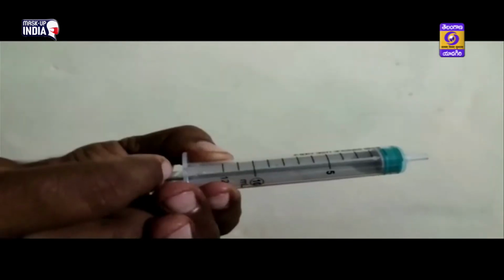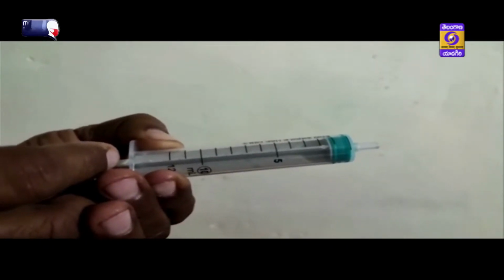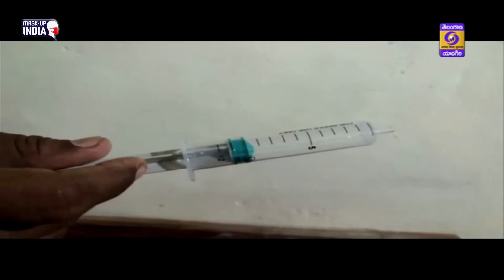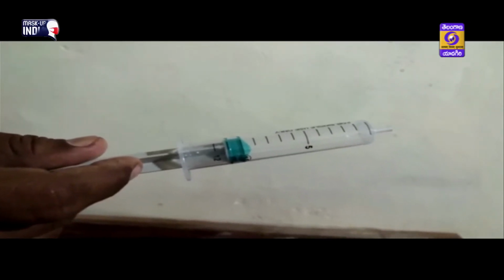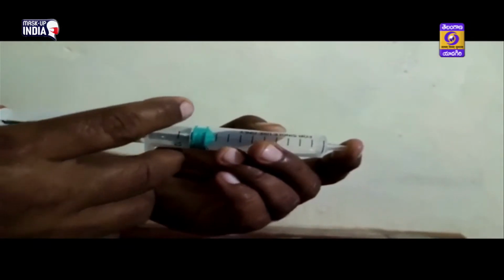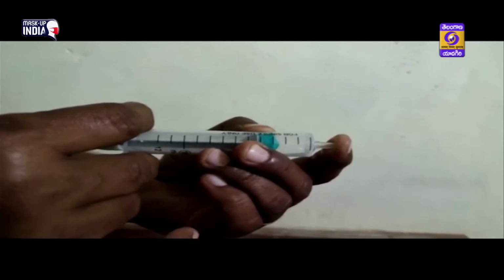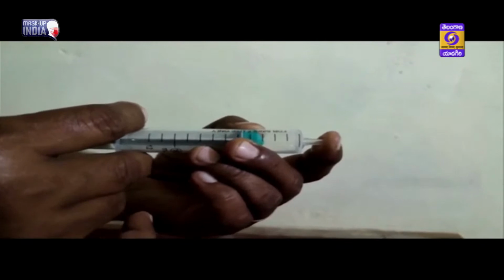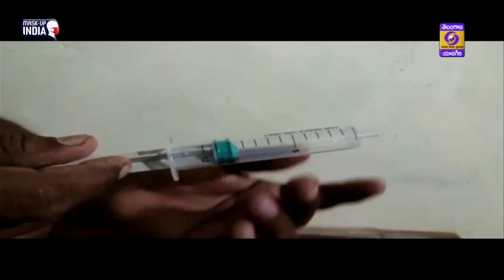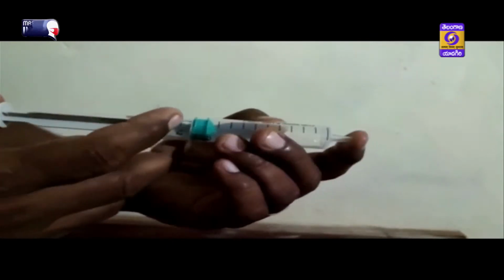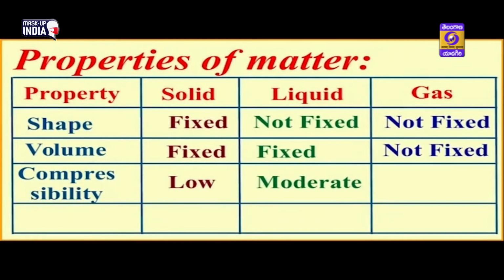Now suck air into the syringe by pulling the piston back. Now there is air inside the syringe. Close the nozzle of the syringe and push the piston into the syringe. Now you can observe that the piston is moving into the syringe. That means we can confirm that the gases have high compressibility.